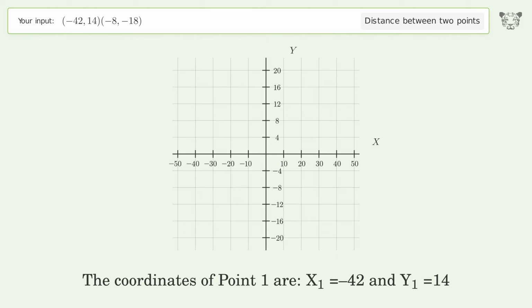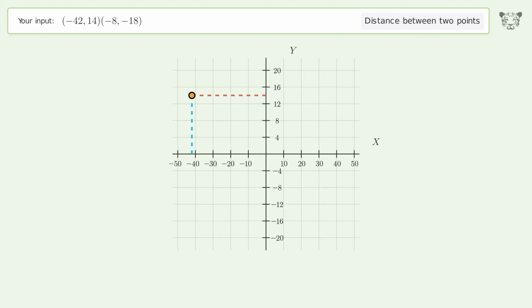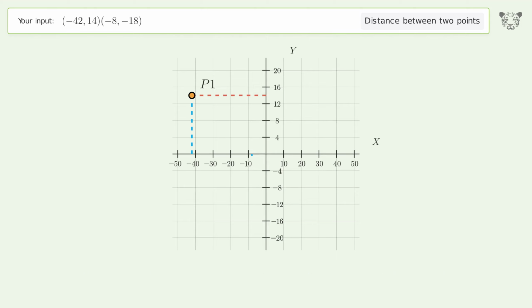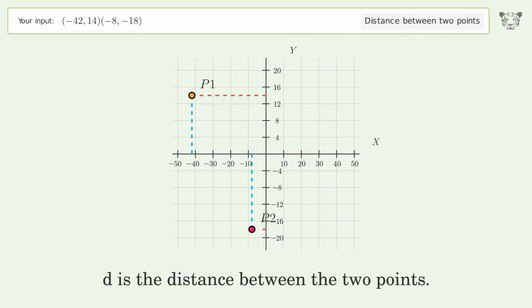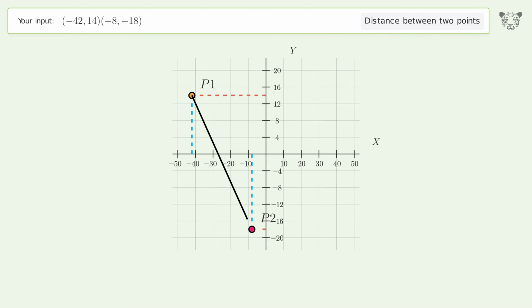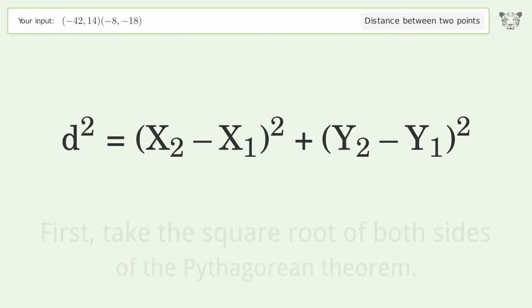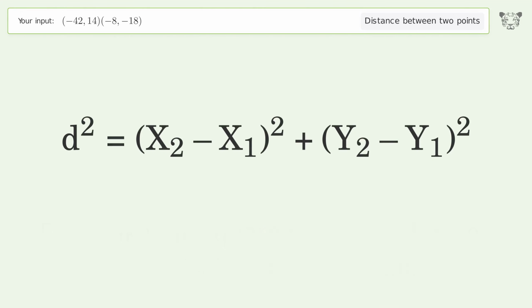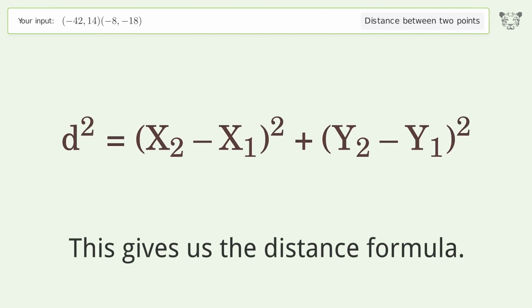The coordinates of point 1 are, x1 equals -42 and y1 equals 14. The coordinates of point 2 are, x2 equals -8 and y2 equals -18. D is the distance between the 2 points. First, take the square root of both sides of the Pythagorean theorem. This gives us the distance formula.